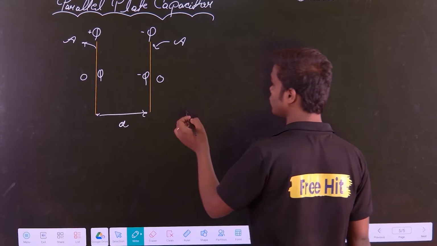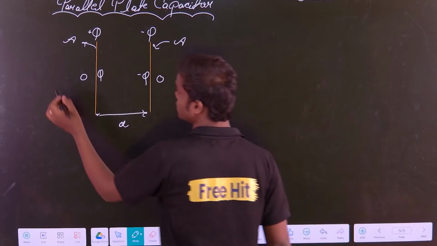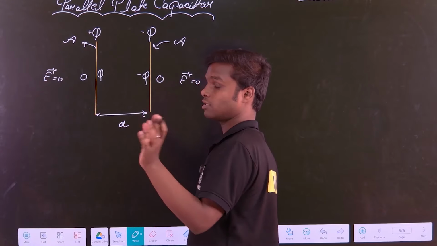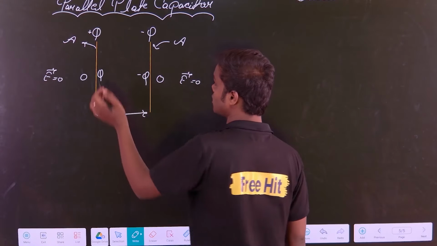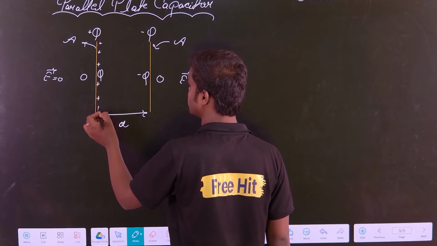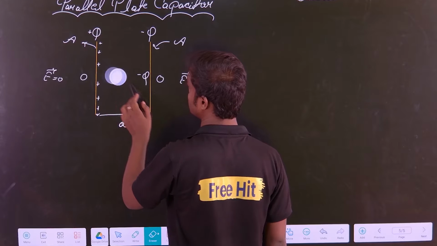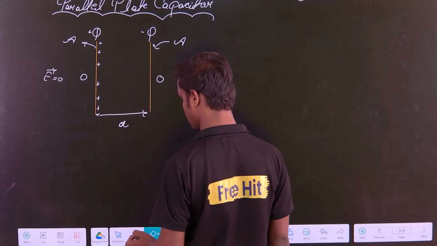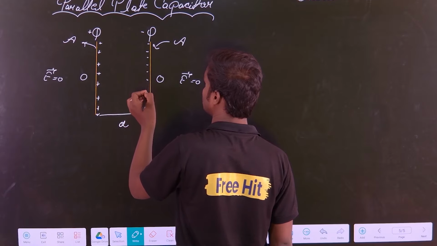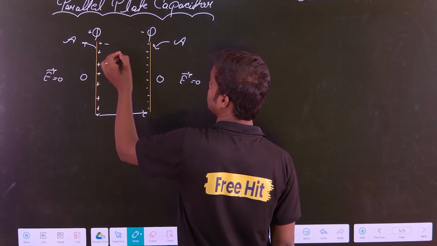So if you want to calculate the electric field here, what is it? It will be 0. What is the electric field here? You will calculate, it will again be 0. All these things we have done in the previous chapter, electrostatics. So we have plus q on this surface, and this minus q charge will come on the other surface, and there will be an electric field like this.